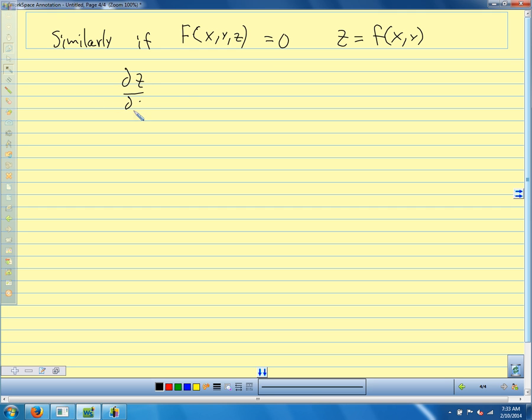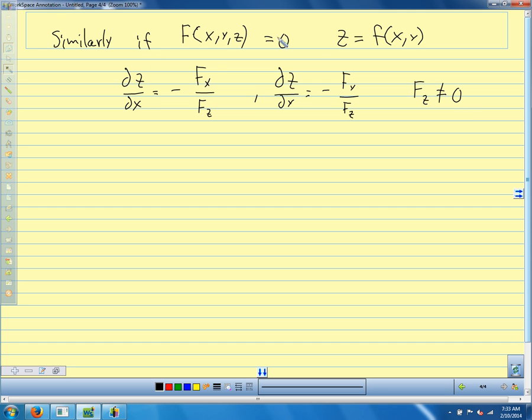dz dx is minus the partial of f with respect to x over the partial of f with respect to z, and the partial of z with respect to y is minus the partial of f with respect to y over the partial of f with respect to z, and we're saying that the partial of f with respect to z is not equal to 0.